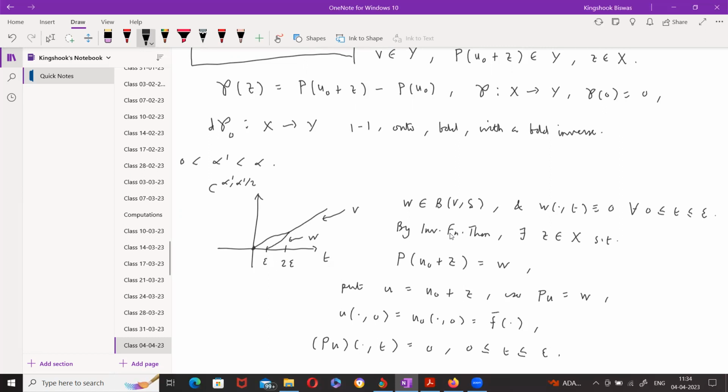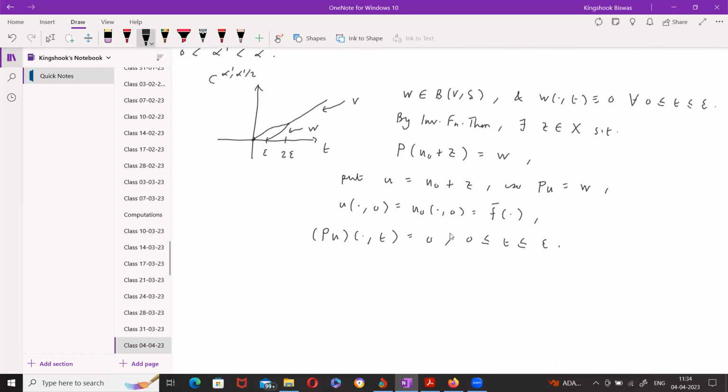Yes, sir. So the only thing I didn't mention, sir, was why is this map script P differentiable, and why is the derivative invertible? So that's a little calculation. It's done in the notes. I can do it for you.